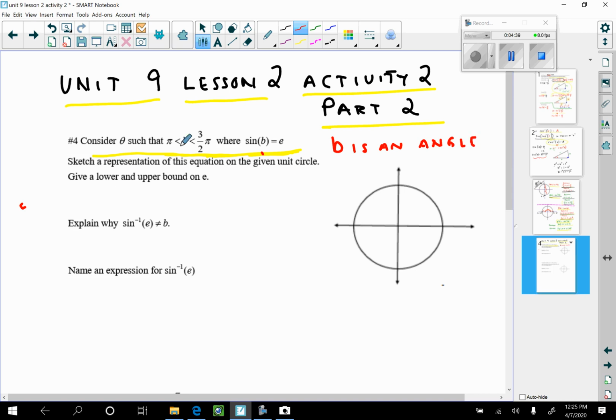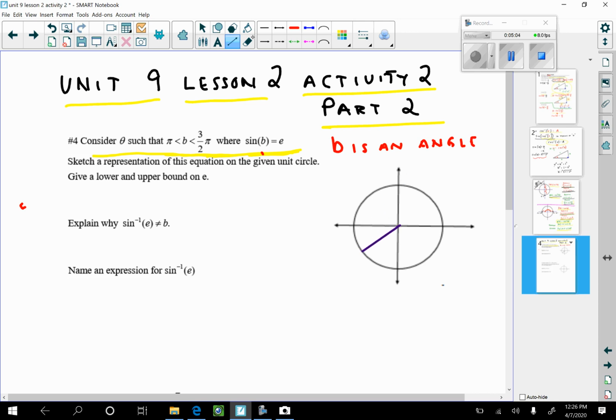It's an angle between pi and 3/2 pi. You tell me when to stop. I'm going to take that terminal side and keep moving it. Do I stop there? No. Do I keep going? Yeah, because I have to go between pi and 3/2 pi. So I'm going to go about right there.